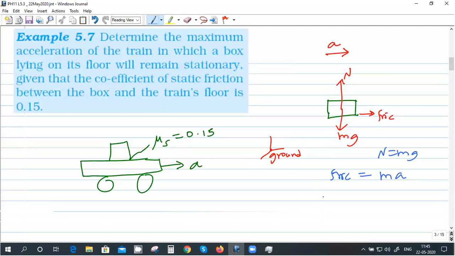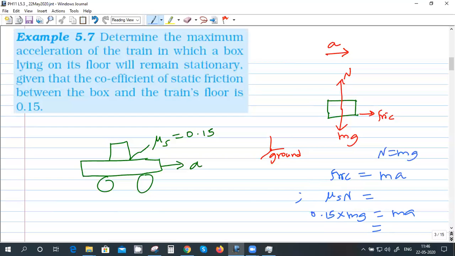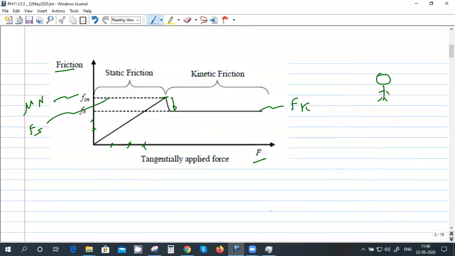And what is the friction force? Mu s into N. Don't skip the steps. Mu s is 0.15, the normal reaction is mg, equal to m into a. So this friction force is mu s into N when a is max. Because when it's moving with less acceleration, the friction force will not be maximum. We keep increasing the acceleration such that it's just about to slip. At that condition, the friction force is maximum, which is equal to mu s into N. Before that it will be less than that.